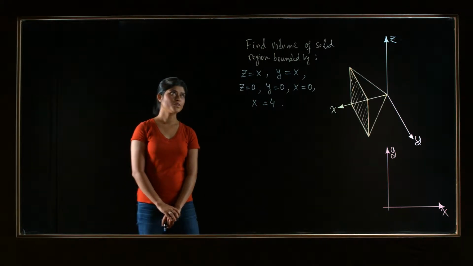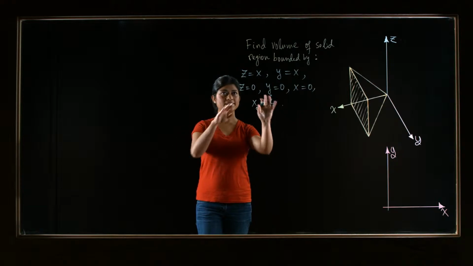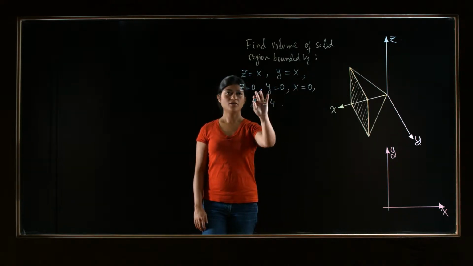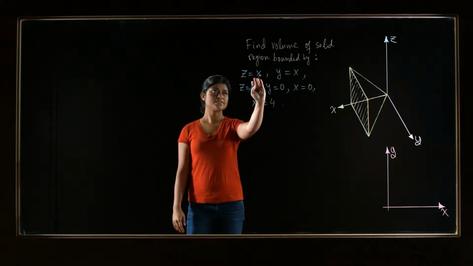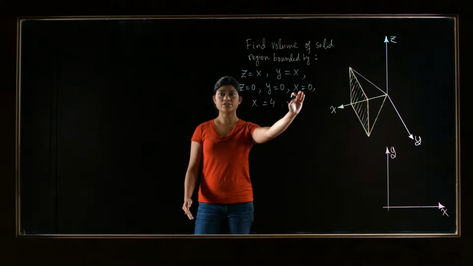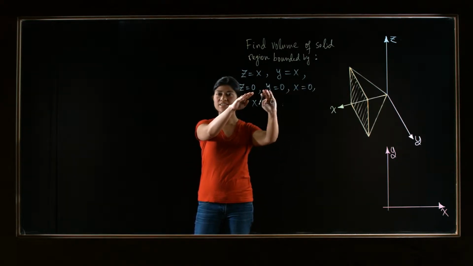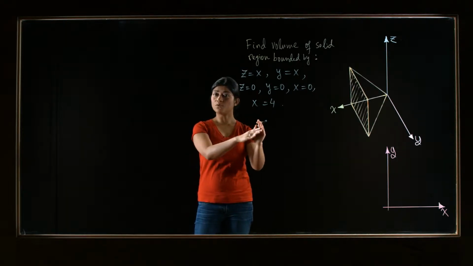In this problem, we have to compute the volume of a solid region, and it's given that the region is bounded by the graphs of these functions. So we have z equals x, y equals x, then z equals 0, y equals 0, x equals 0, and you know these three basically tell us that it's in the first octant, and then x equals 4.